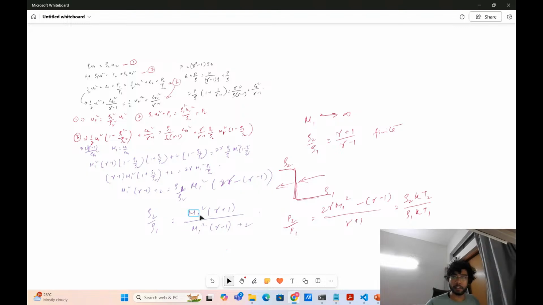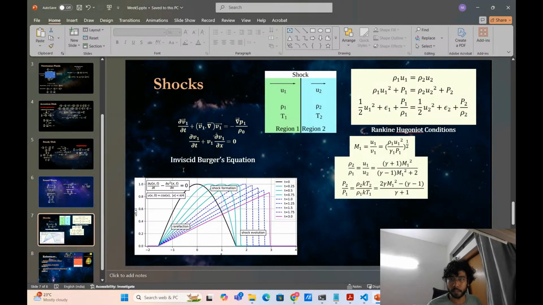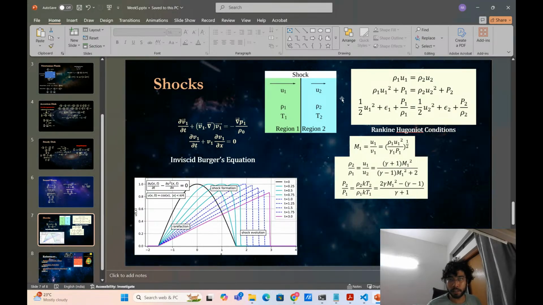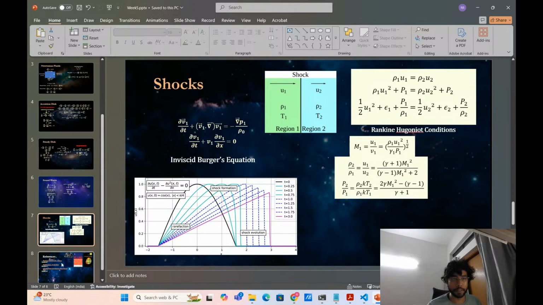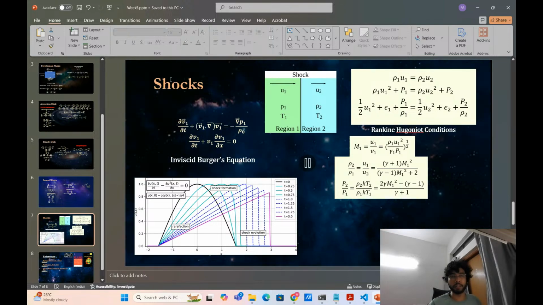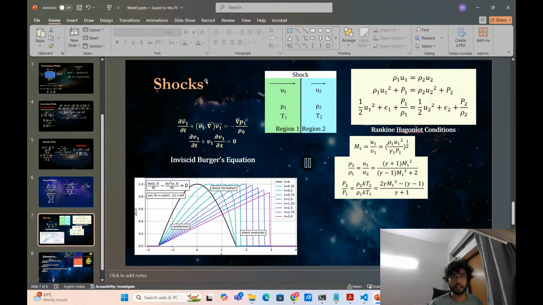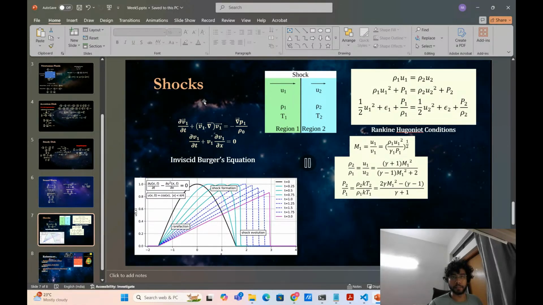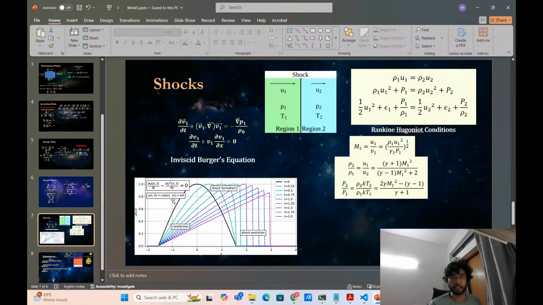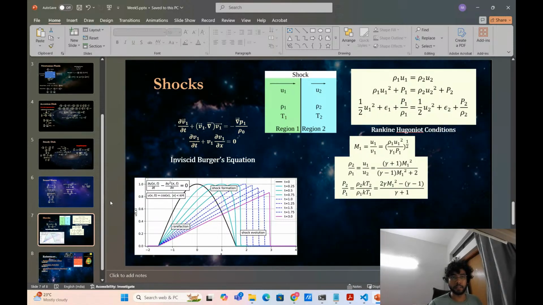So yeah, that's it for shocks. So this is how it behaves. In the next week we'll look into more detail how the shocks play a role in different astrophysical systems. But I hope you got the concept clear, like how the shocks behave and all.